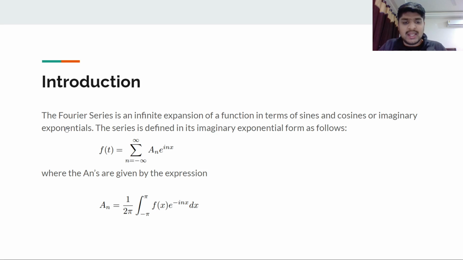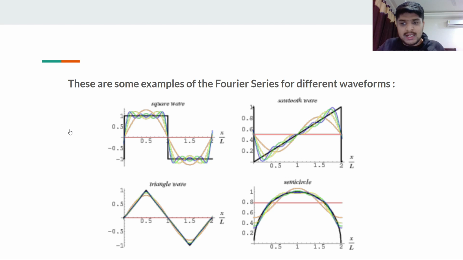In this equation, a_n stands for 1 by 2 pi times integral of f(x) e to the power minus iota nx dx, where the integral goes from minus pi to pi. These are some examples of Fourier series for some simple waveforms. You can see that all these waveforms are represented in the form of summation of sines.